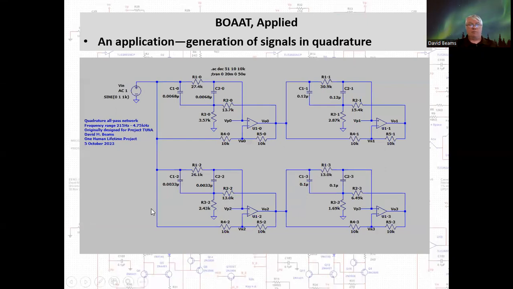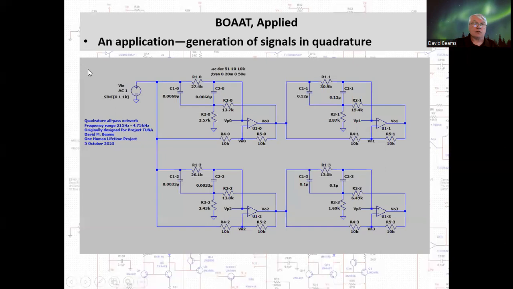Why would you use such a thing? Well, let me show you an example of an actual application of that very topology. This was part of a system in which I needed to generate quadrature sinusoidal signals. By that I mean two signals 90 degrees out of phase, like cosine and sine, over a fairly wide range of frequencies. And I found this method, this circuit shown here, in an article in a magazine called RF Design from, I believe it was March of 1989, entitled Design of Constant Phase Difference Networks.